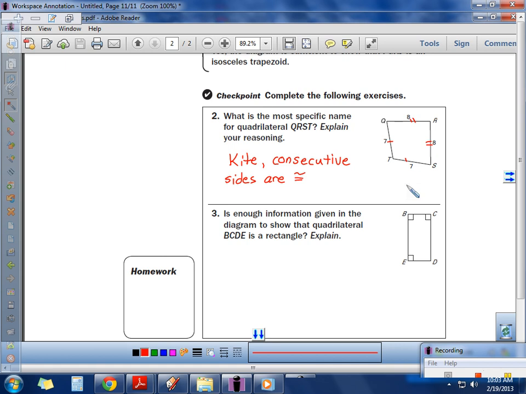Number 3, can we say that this shape is a rectangle? Yes, no, why? It is a yes, but my big problem is with the why. The why. Jordan, why?